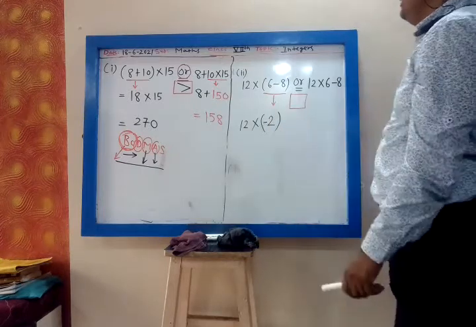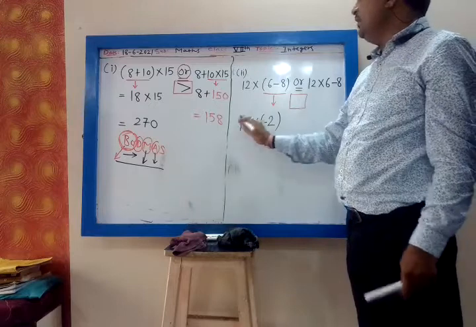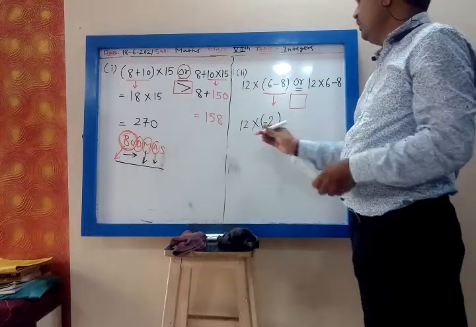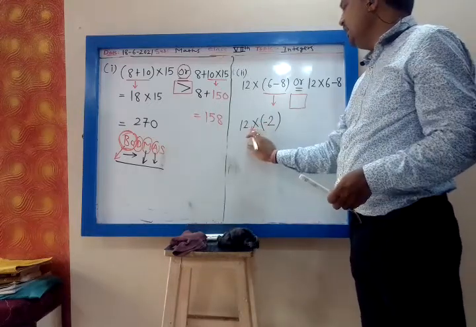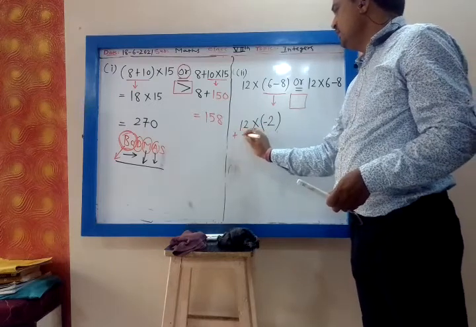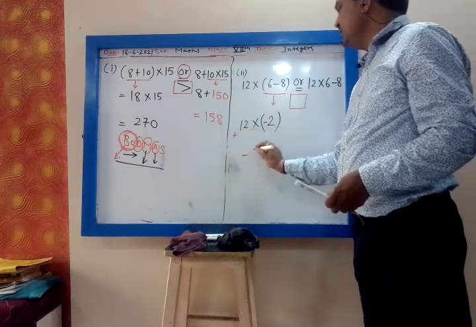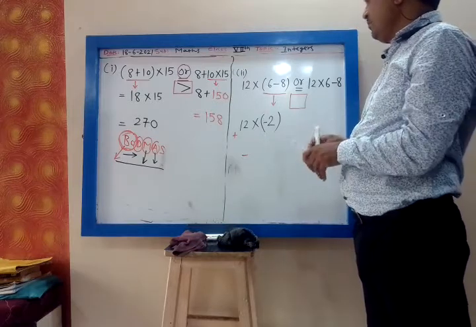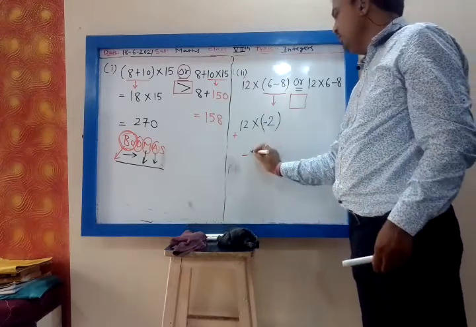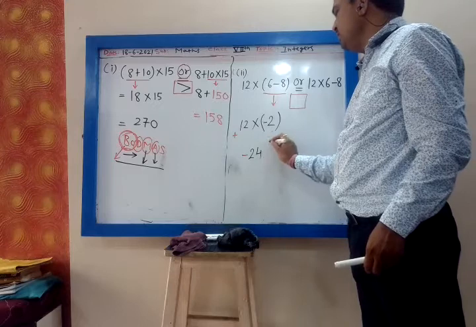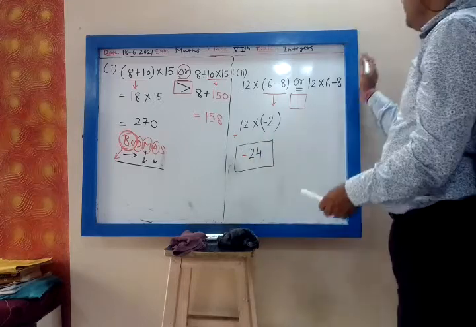Minus 2 we write in the bracket. Then what is the sign of 12? Plus. So this is plus into minus. 12 into 2 is 24, minus 24. This is minus 24. Let us see this side.